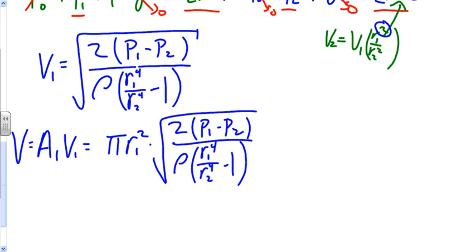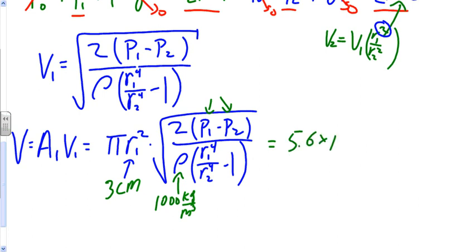Now it's just a matter of going and plugging in. My radius of the first pipe was 3 centimeters. We were given the two pressures. Density of water, that's 1,000 kilograms per meter cubed. And then again, just plugging in my two radii. When it's all said and done, going through the calculation, I get a volume flow rate of 5.6 times 10 to the negative 3 meters cubed per second.